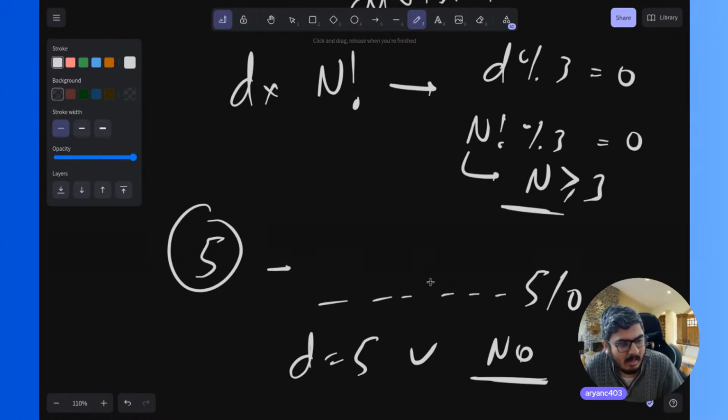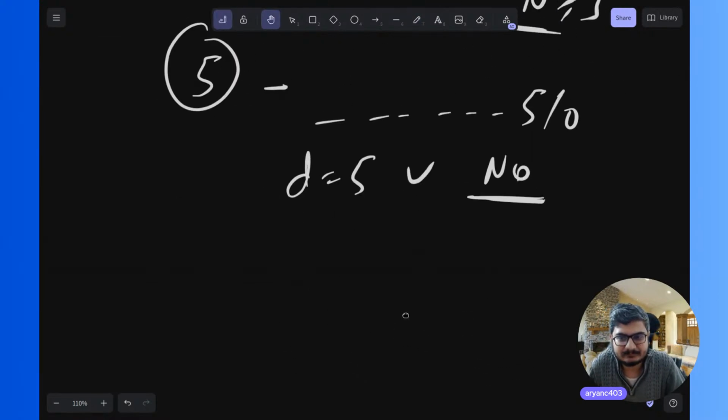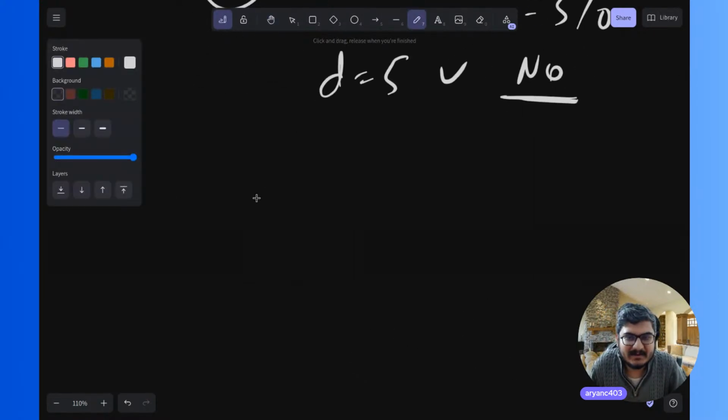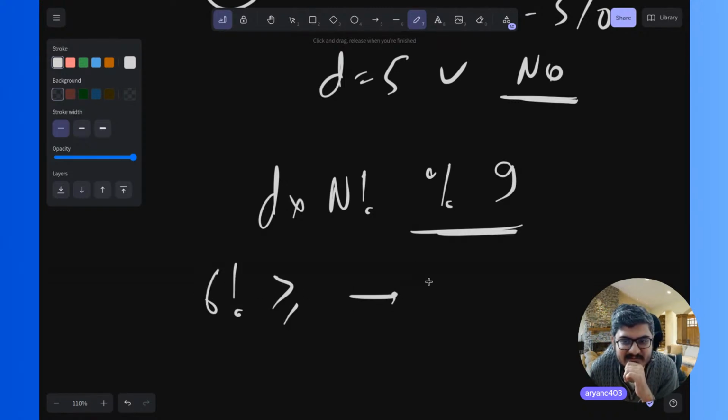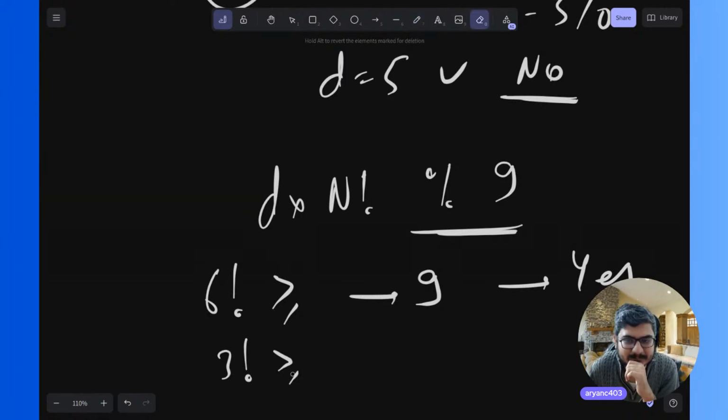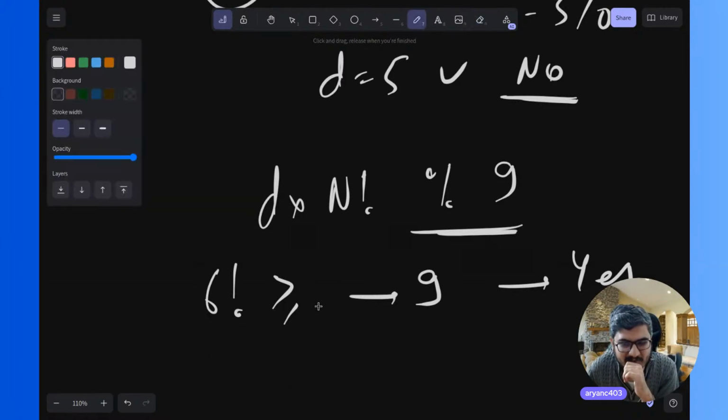Let's look at 9 again. A number is divisible by 9 if d times n factorial is divisible by 9. And you see that 6 factorial and greater is always divisible by 9, so we can directly print yes here. Otherwise, if it's 3 factorial, then we can get 3 from here and d should also be divisible by 3. Or you can just brute force it by finding the factorial and multiplying it by d, which also works.